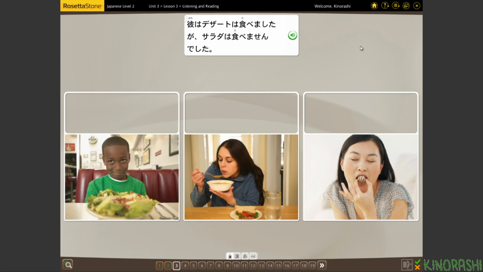Deshita is to be able to, isn't it? So sarada tabemasen deshita.